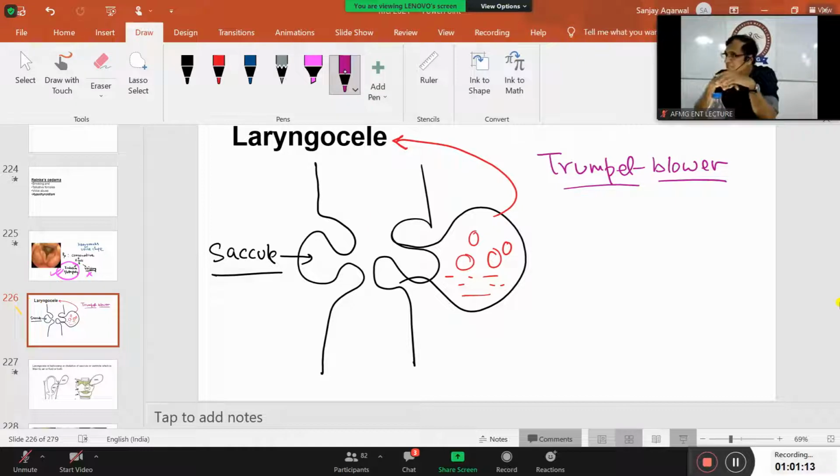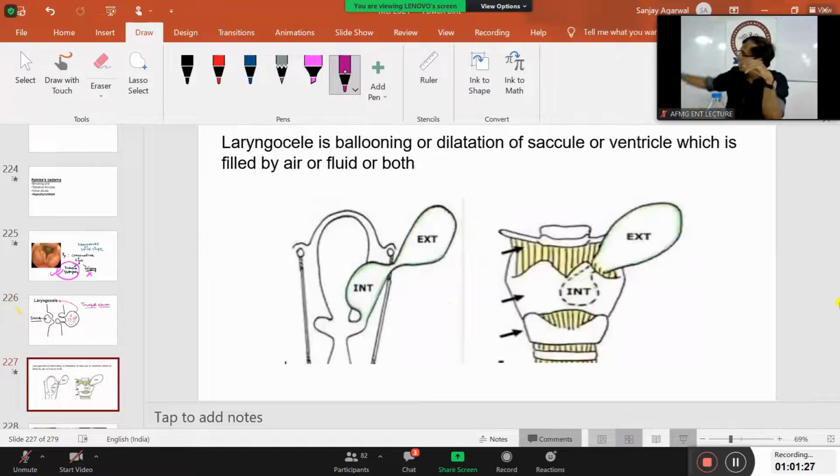And where is this happening? What layer is this? Mucosal layer. It's happening in the mucosal layer, which is inside the larynx. And we all know that this mucosal layer is supported by the cartilages. So if you look at this diagram, if this laryngocele remains within the cartilage inside, it is called internal, and if it comes out of the cartilage, it is called external. The laryngocele can be internal or external, depending on whether it is inside the cartilage or outside the cartilage. As you can see in these two diagrams, you can make it out easily.